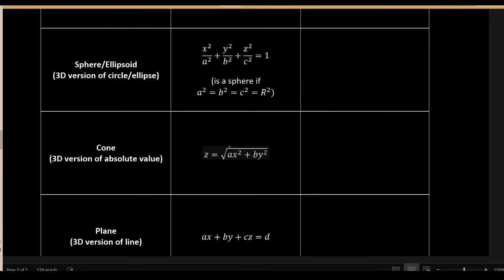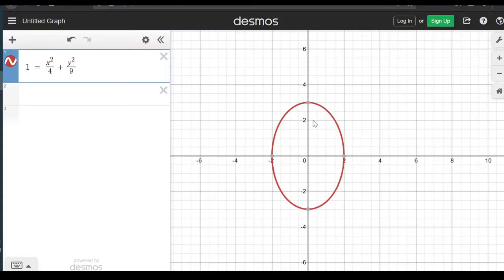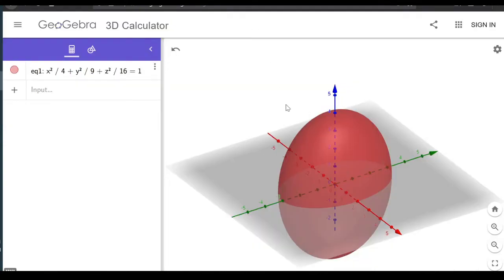So looking at a graph in 2 dimensions for a 2-dimensional ellipse, we could, for example, take 1 equals x squared divided by 2 squared plus y squared divided by 3 squared, and we get an ellipse which stretches out to plus and minus 2 in the x direction, and which stretches out to plus minus 3 in the y direction.